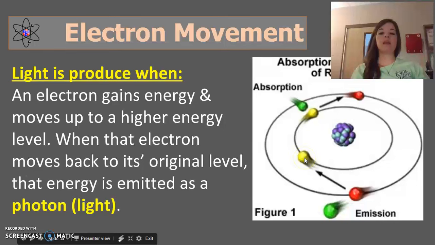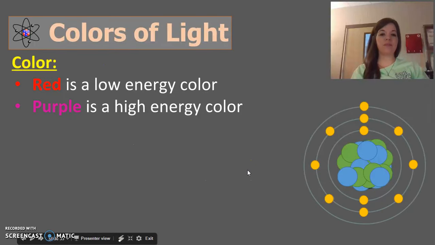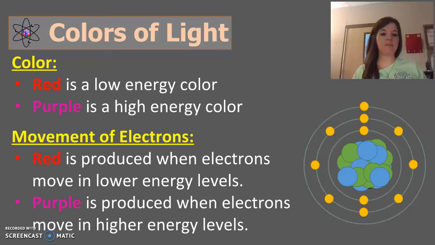If that electron is doing that from a ring that's close to the nucleus, it's a low energy light. If it's doing it from a ring that's on the outside, it's a high energy light. Low energy color is considered red. High energy color is considered purple. We're going to be getting into the parts of the electromagnetic spectrum. Basically, the red has a lower frequency, and the purple has a higher frequency.